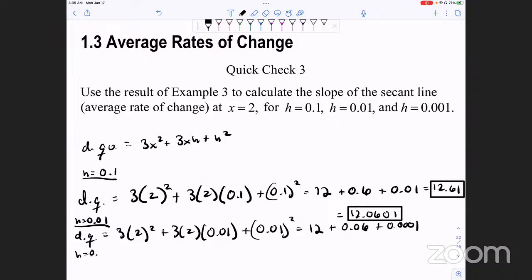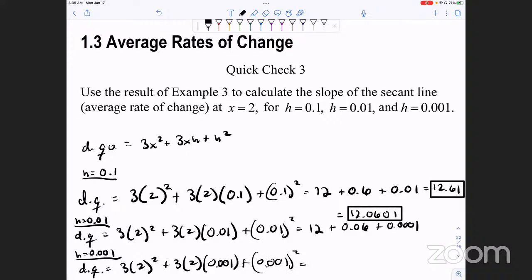And then h equals 0.001, right? So the difference quotient ends up being 3 times 2 squared plus 3 times 2 times 0.001 plus 0.001 squared. 12 plus 0.006 plus, it should be what, 6 decimal places? 1, 2, 3, 4, 5, 6. Let me just put it here.